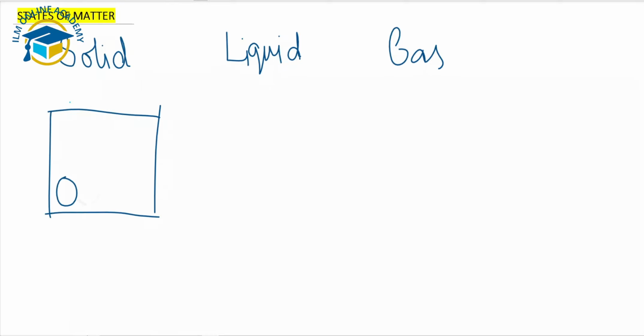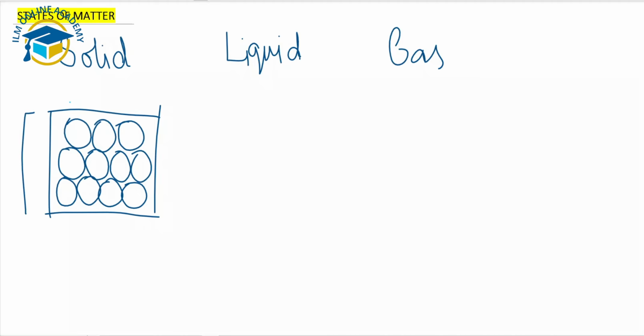As you can see on my screen, this one is the arrangement for the solid particles. This is the structure of the solids, or the arrangement of the particles in case of the solids. In the solids, the particles are very closely packed and they have a fixed arrangement. As you can see here, the particles present in the solid state are closely packed and have a fixed arrangement.